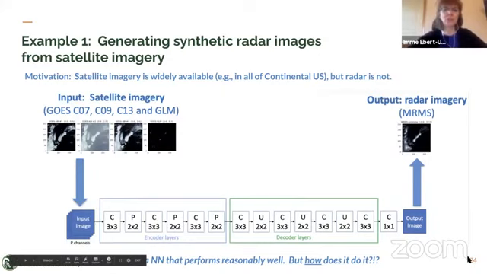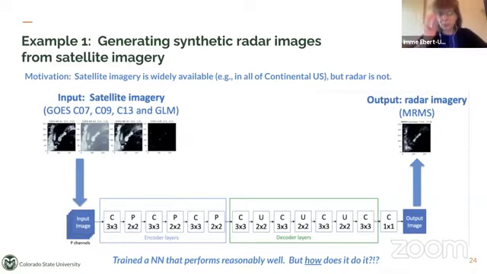This is some of the work we've been doing, where we've been trying to generate synthetic radar images from satellite imagery. Why would we want to do that? Well, satellite imagery is widely available, for example, in all of the continental United States, but radar is not. So it would be very nifty if we could feed our satellite imagery into a neural network, and out comes an estimate of radar imagery, specifically MIMS. We're feeding in four different channels of the GOES satellite system: channels 7, 9, 13, and Lightning. We feed them into our neural network, and out comes an estimate of radar imagery.